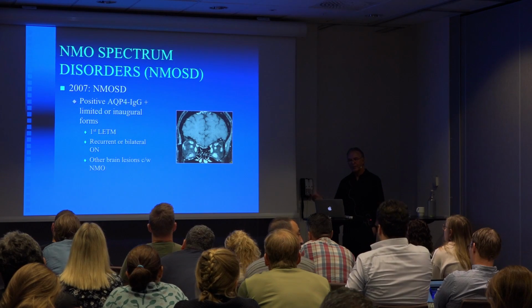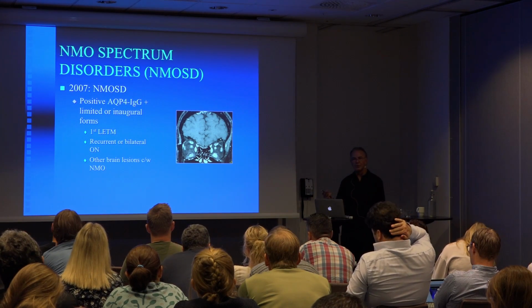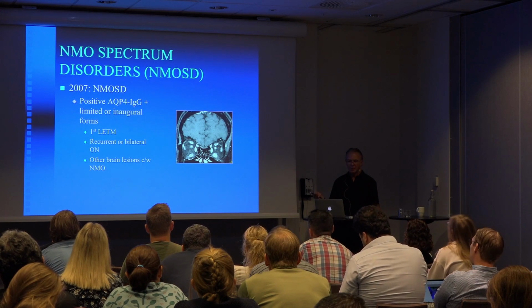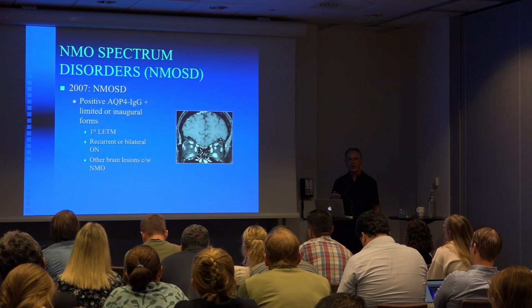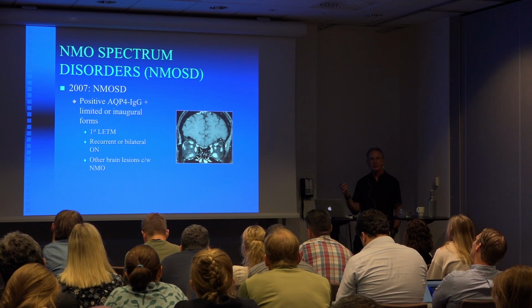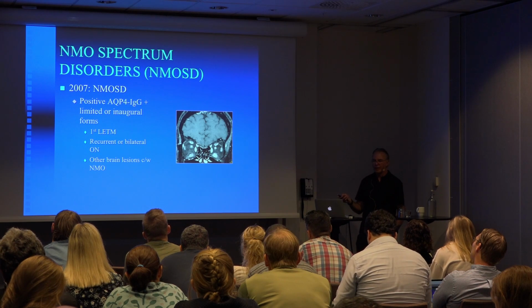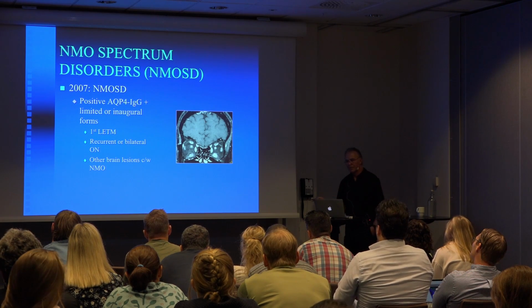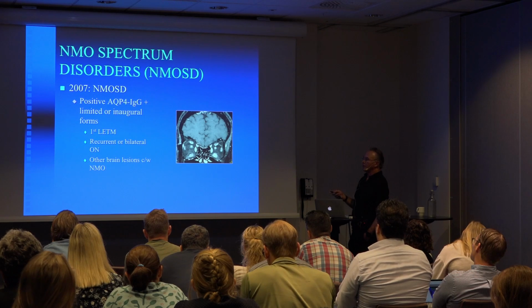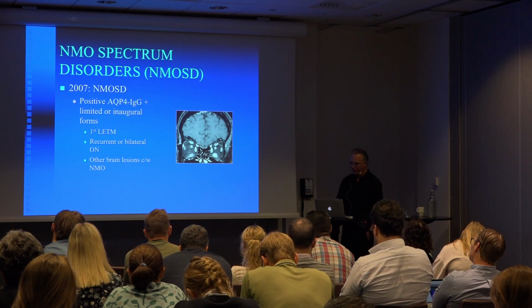But in 2007, there started to be attention to the so-called NMO spectrum disorder, which includes optic neuritis and other neurologic abnormalities, but not the whole thing. And for us, that's somebody presenting with optic neuritis and a positive aquaporin 4 antibody test. That showed us that this was among the spectrum of neuromyelitis optica.